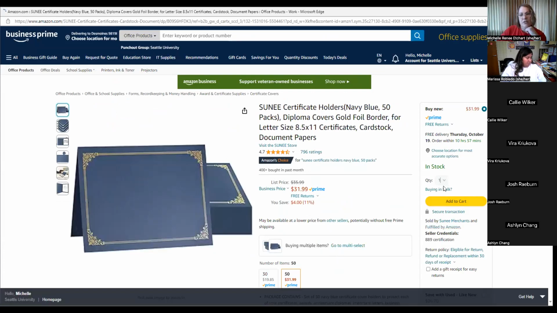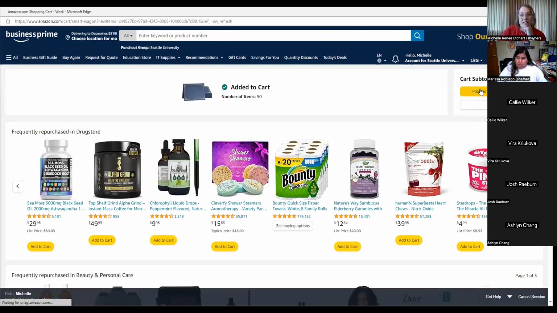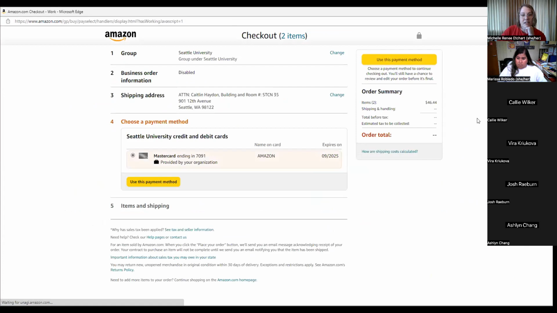Let's say I need 2. I can't click 2. I don't know why. And then up here, proceed to checkout. And then are you seeing the order summary? If I keep clicking through just like a normal purchase, what will happen is this cart will get forwarded to Center for Student Involvement, and then it will get ordered and show up in our office for you.